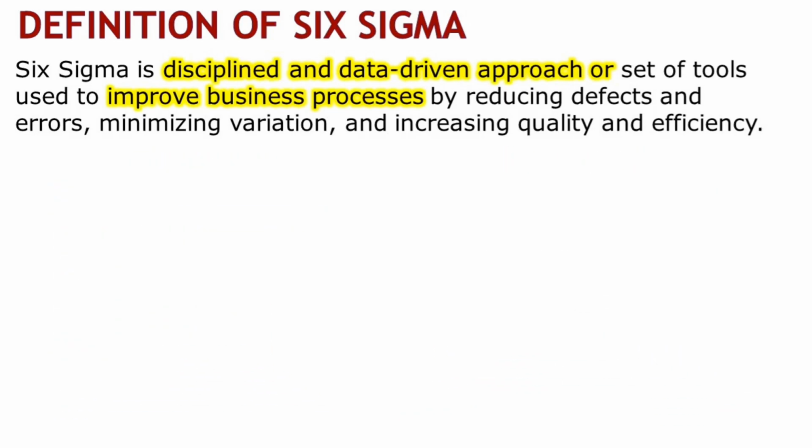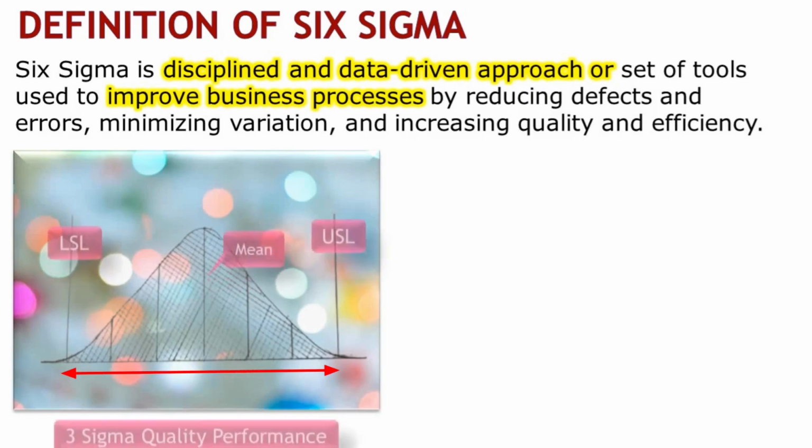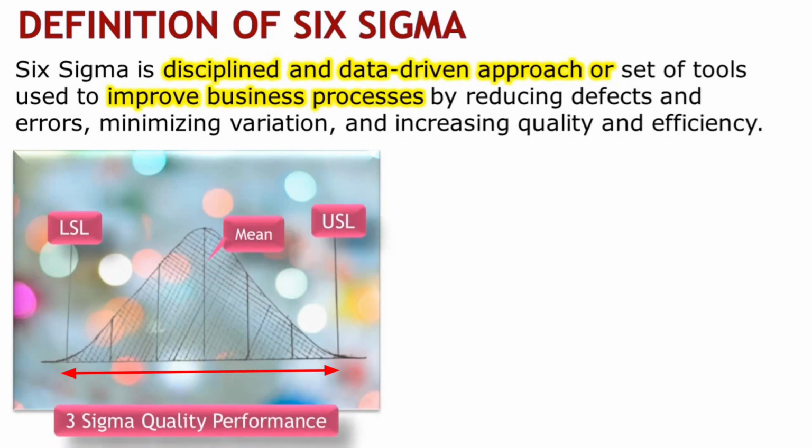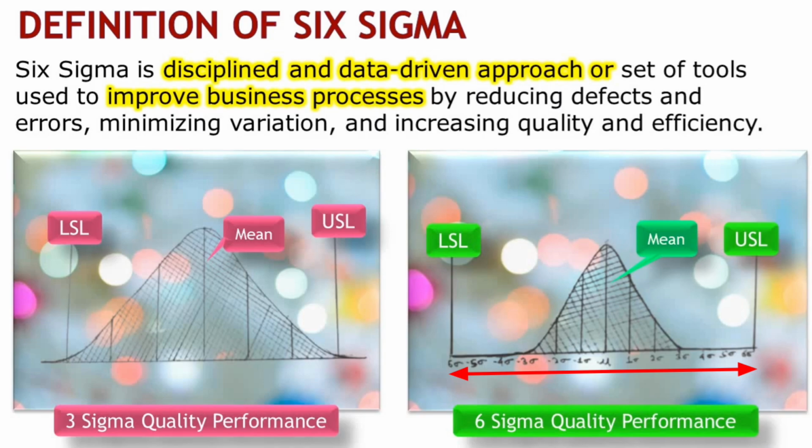Now let's understand why we aim for Six Sigma and not less than that. Take a look at the first normal distribution curve, which shows 6 standard deviations accommodated between the upper specification and the lower specification limits. Now, what if we could reduce the variation even more, as shown in the second normal distribution curve, and fit a total of 12 standard deviations between the upper and lower specification limits?